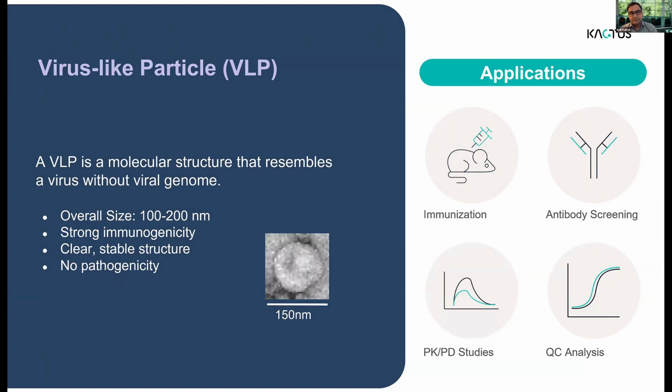What is a VLP? Basically, it's a molecular structure that resembles a virus without a genome. It has an overall diameter of about 100 to 200 nanometers, and it provides strong immunogenicity for the purpose of immunization to generate lead candidates. And also, it does not have any kind of pathogenicity.